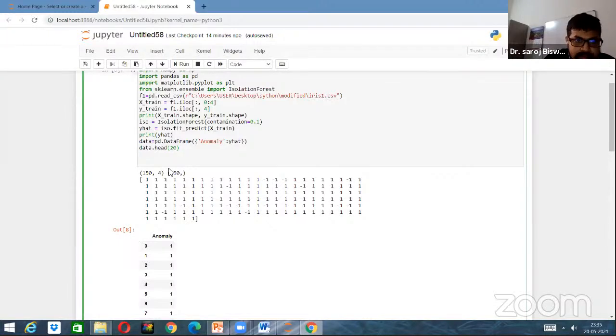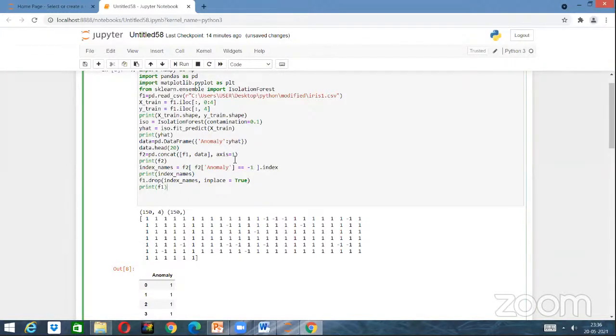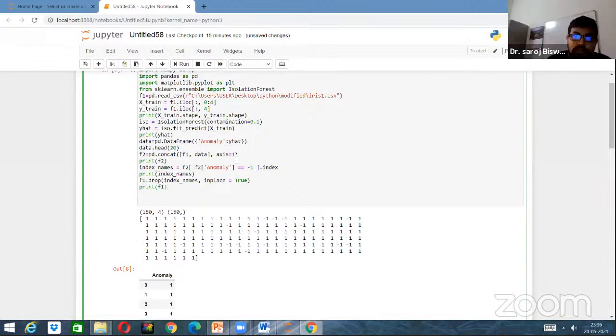How I have done it is very simple: pd.concat. By this concat function we can concatenate two data frames together. We want to decide whether the concatenation is row-wise or column-wise. That is decided by axis equals 1. Already I told you, whenever axis equals 1, it refers to the column operation; whenever it becomes 0, it is a row operation. So now we want to concatenate F1 and data column-wise.